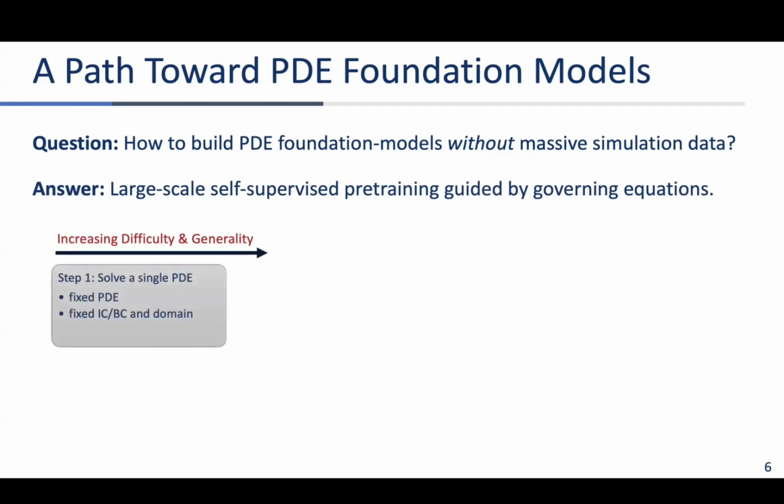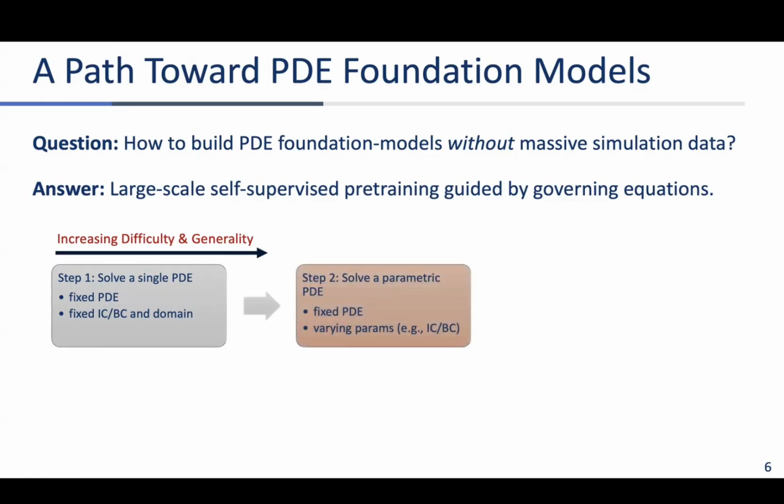In step one, we want to solve a single PDE with neural networks. Here we fix the form of the PDE and the initial and boundary conditions. If this can be done, then we move forward to the second step. Here we want to solve a parametric PDE. In this scenario, we fix the form of the PDE, but we may want to vary certain parameters inside, like the initial or boundary conditions.